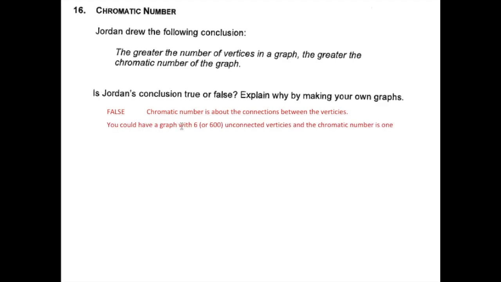You could have a graph with 6 unconnected vertices, and your chromatic number would be 1. But let's look at something with just 2 vertices. So A, B. They're not connected. Chromatic number? 1. Let's look at another AB. This time I'm going to connect them.